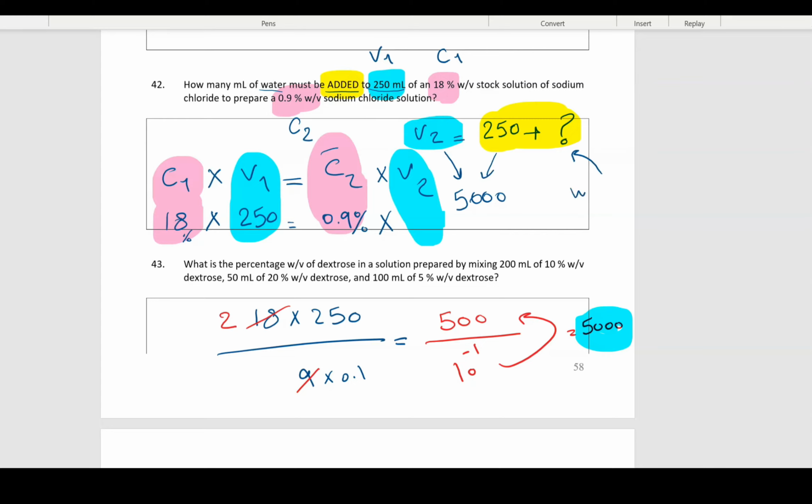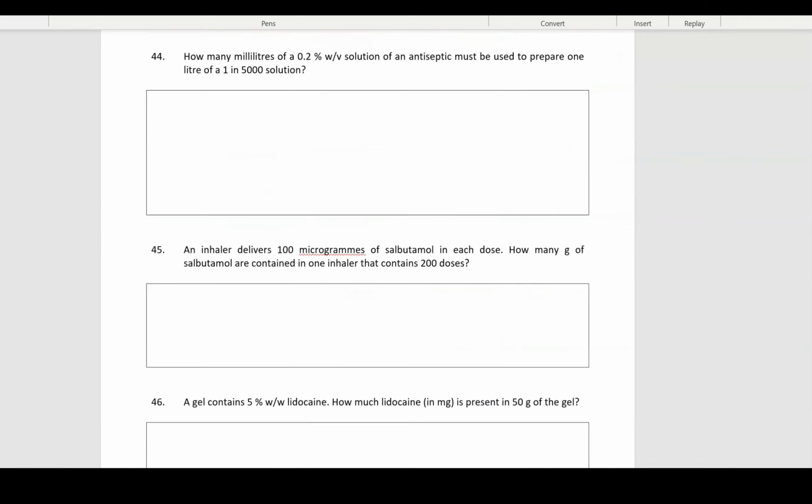So the water we need to add is 4,750. We have to add this to 250 to get 5,000. In question 44, how many milliliters means that volume? Second volume. That's the second volume.